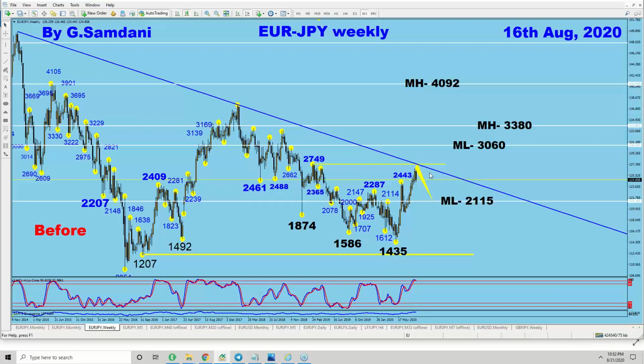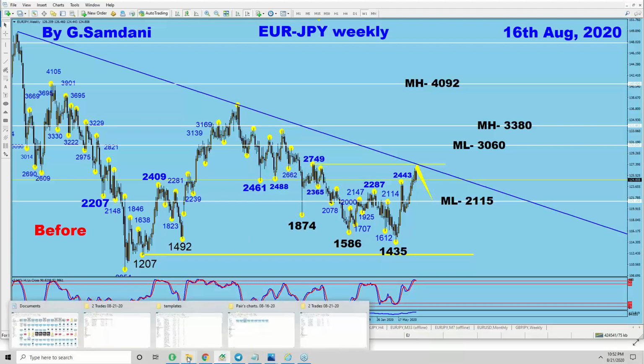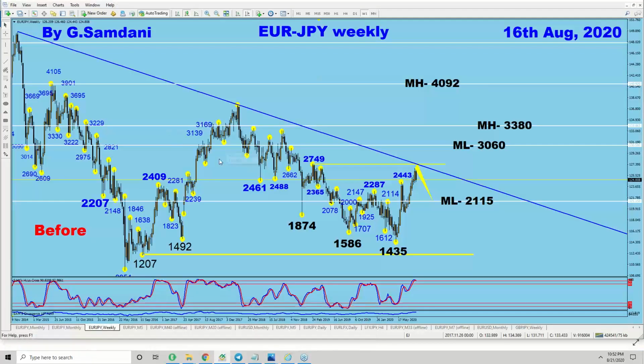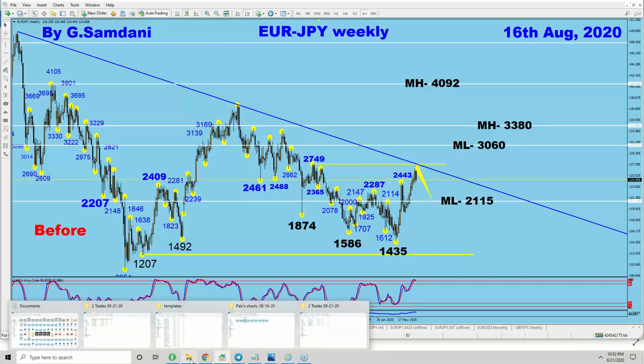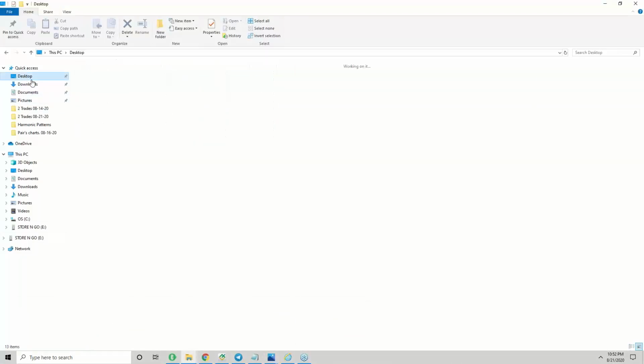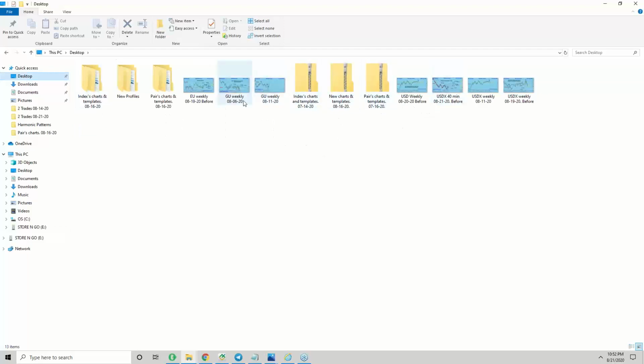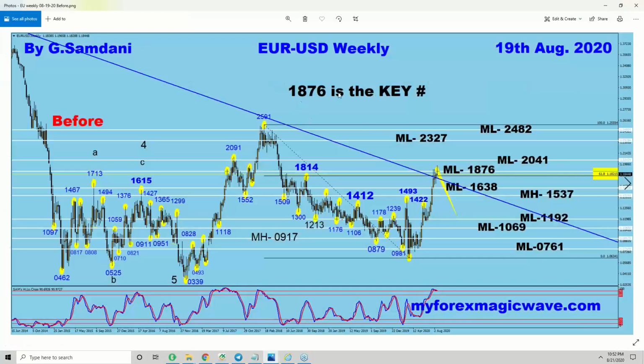So what happened? It didn't go long. It went down and then it started giving me a short setup, and I was expecting that, so I started taking it. So all the trades have the same story. Even Euro USD. Let me show you that chart as well. That I made, and where is it? I'm probably going to go here. Look, the Euro USD weekly chart I made on the 19th, saying that 1876 is the key number, and this thing is going to drop from here, right?